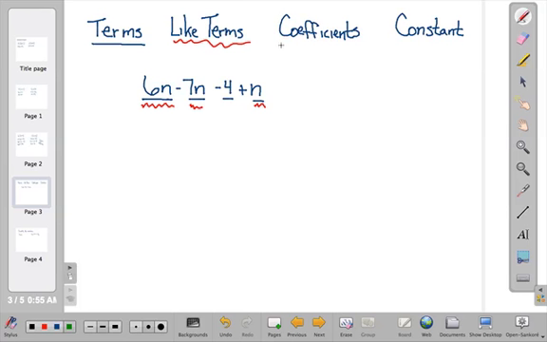A coefficient is when we have a variable like an n. It's the number that's in front of the variable. So in this case, 6 is the coefficient here, 7 is the coefficient here, and the invisible 1 that's right here is the coefficient.